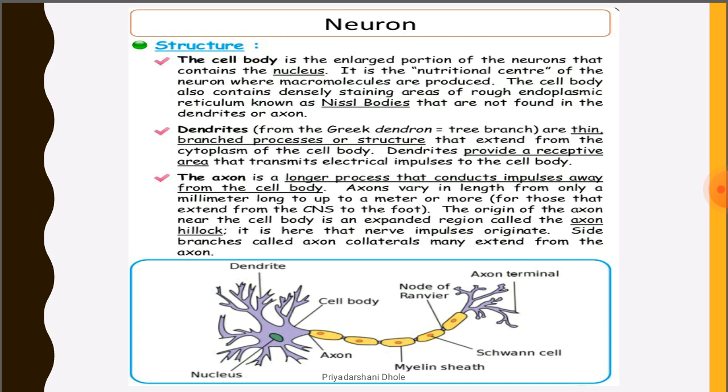The next part of the neuron is the axon. It is a longer process that conducts impulses away from the cell body, and axons vary in length from a millimeter to a meter or more. The origin of the axon near the cell body is an expanded region called the axon hillock. It is here that nerve impulses originate, and side branches called axon collaterals may extend from the axon.